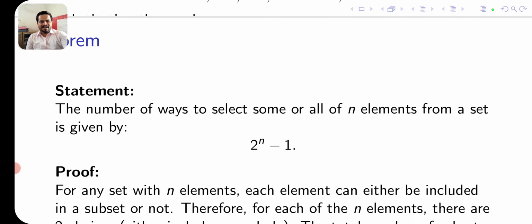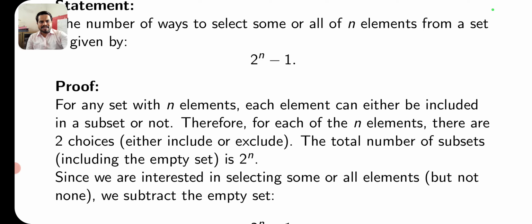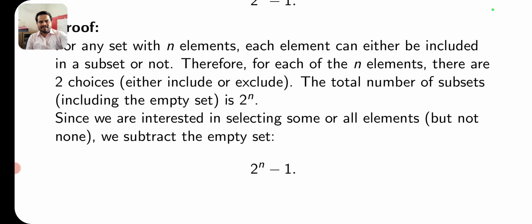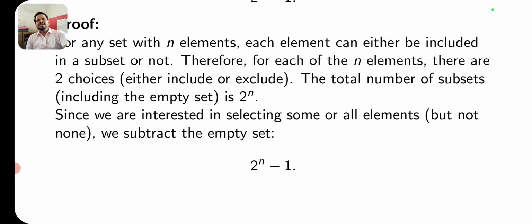For any set, consider n elements. Each can either be included in a subset or not. Therefore, for each of these n elements there are 2 choices: we have to include or exclude. Hence the total number of subsets is 2 raised to n. That's why the total number of subsets is 2 raised to n.